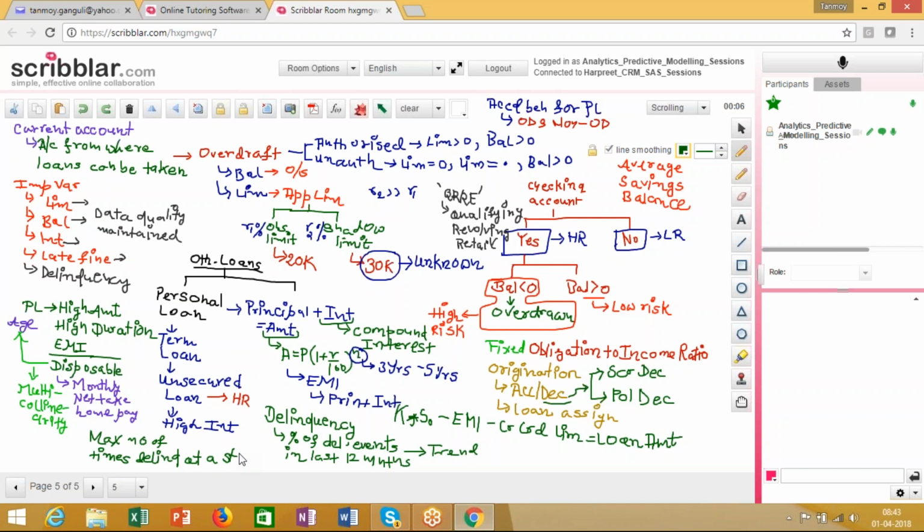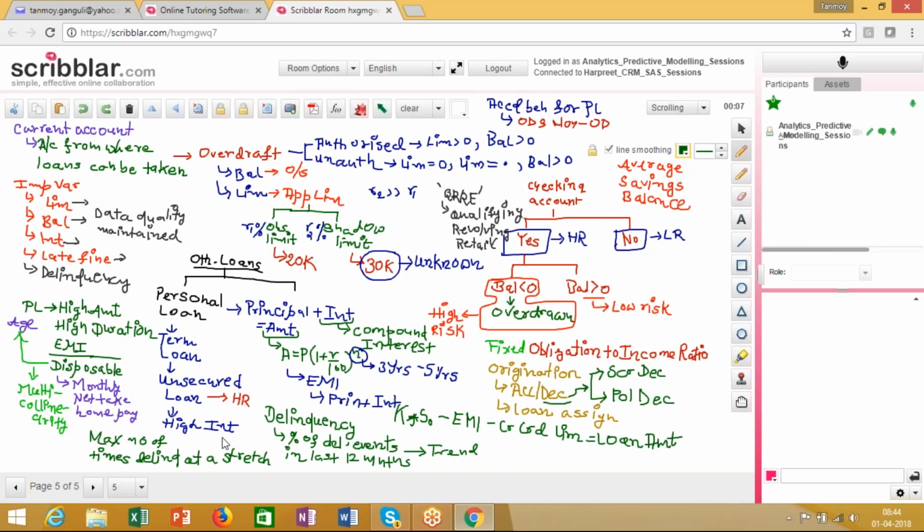So, say for example, I see that the maximum number of times this guy has been delinquent at a stretch is two or more, right? Then I know that if this guy has been delinquent at a stretch for 4 months or more, this borrower is again a very risky borrower, because this borrower has not paid back his EMIs in time, and he has been delinquent for 4 months or more, that is, he has been 90 days or more delinquent.